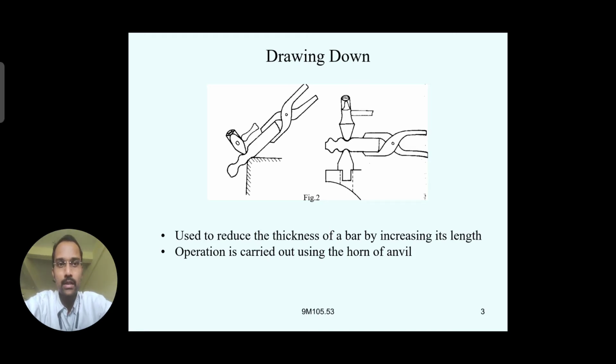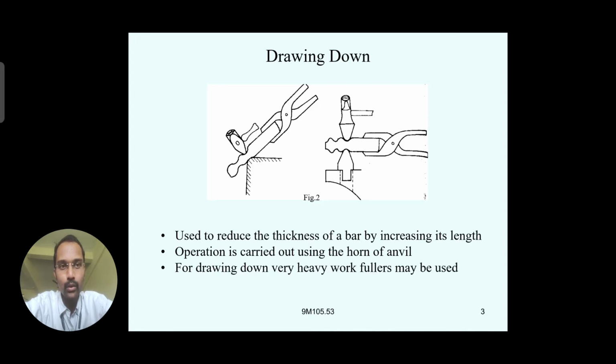We can utilize the horn portion of the anvil at its end, or we can utilize the hardie hole of the anvil also. For drawing down of heavy parts, like heavy workpieces or heavy work surfaces, we generally prefer fullers to reduce the thickness of the bar. Generally we prefer to utilize fullers, with which we can easily draw down the thickness.